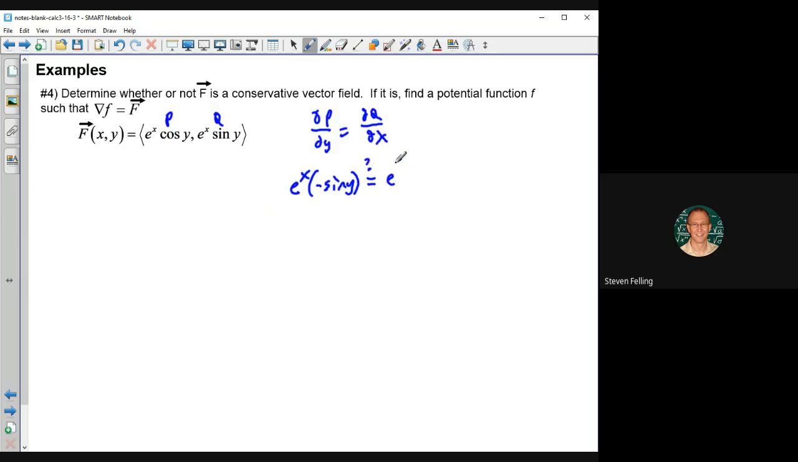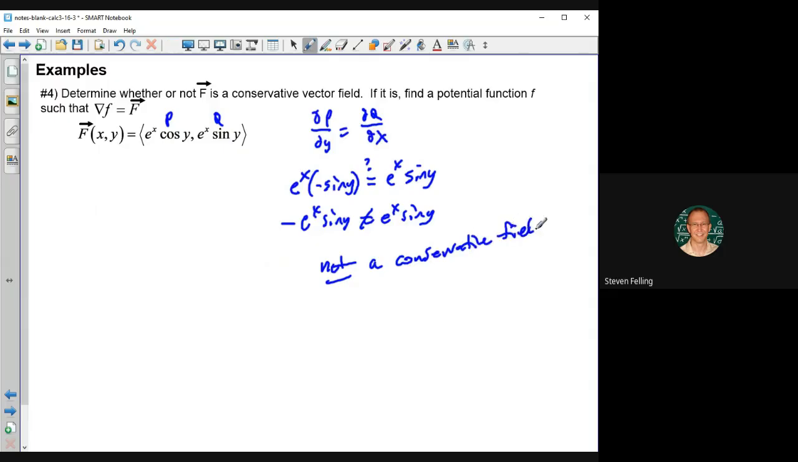We're questioning, are these equal? The derivative with respect to x. Okay, so that would be the copy, right, which is e to the x. And then the sine y comes along as a constant. So unfortunately, negative e to the x sine y is not equal to e to the x sine y. Close, but not quite. That means this is not a conservative field.